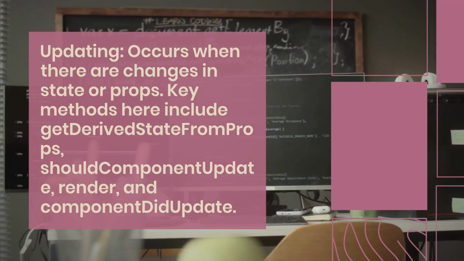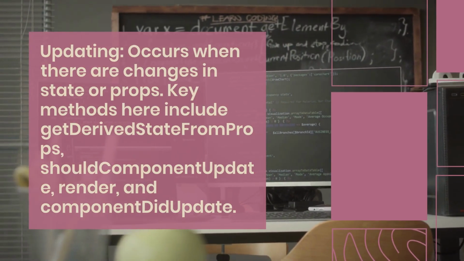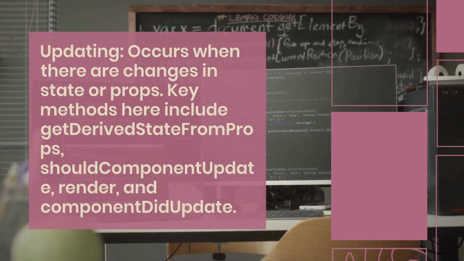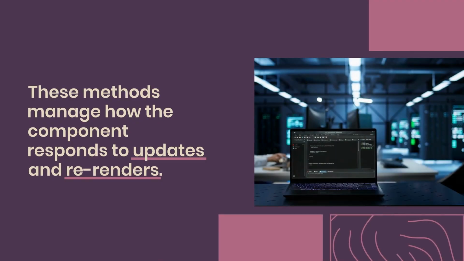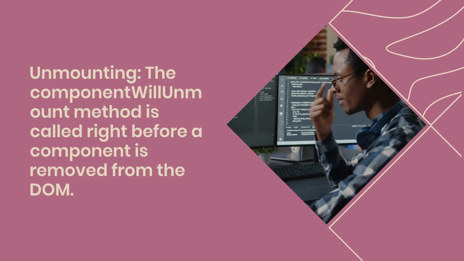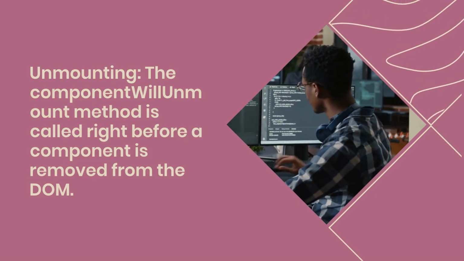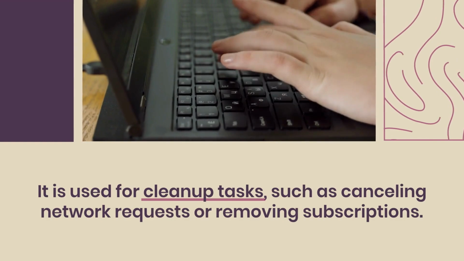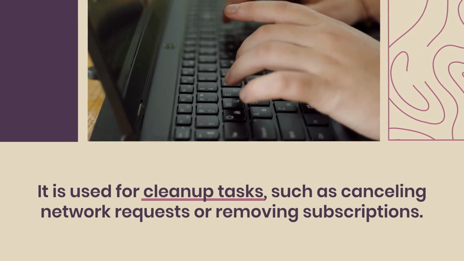Updating occurs when there are changes in state or props. Key methods here include getDerivedStateFromProps, shouldComponentUpdate, render, and componentDidUpdate. These methods manage how the component responds to updates and re-renders. Unmounting. The componentWillUnmount method is called right before a component is removed from the DOM. It is used for cleanup tasks, such as canceling network requests or removing subscriptions.